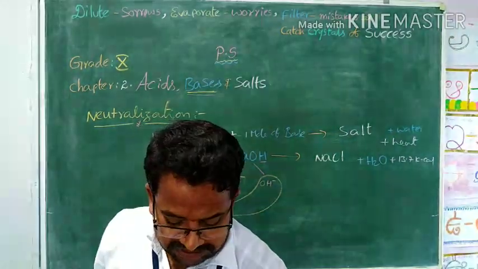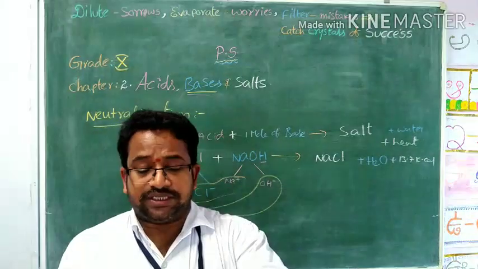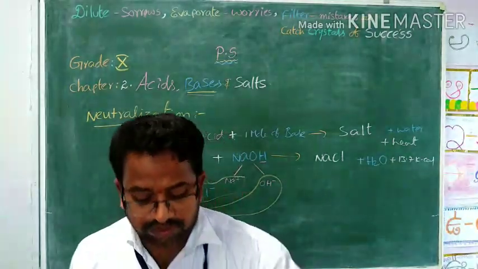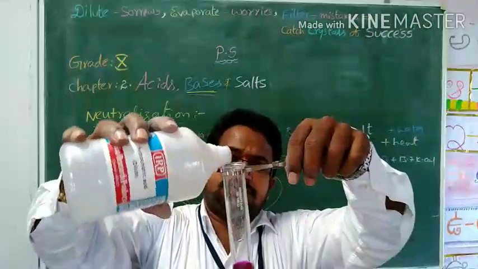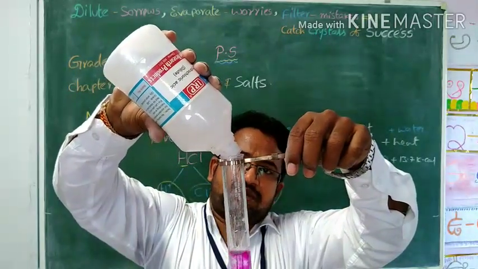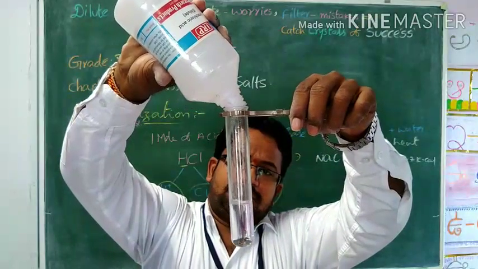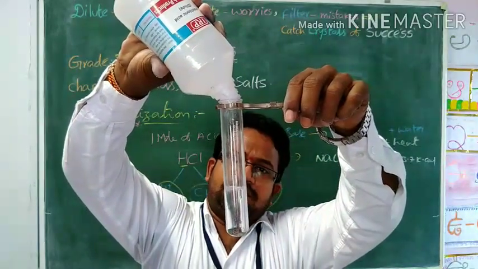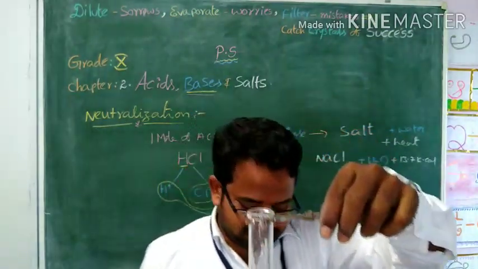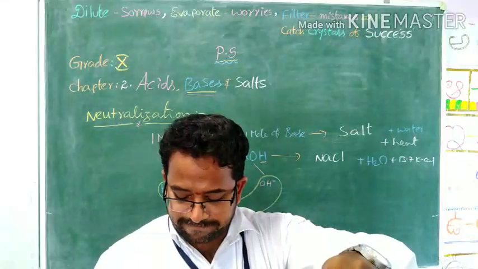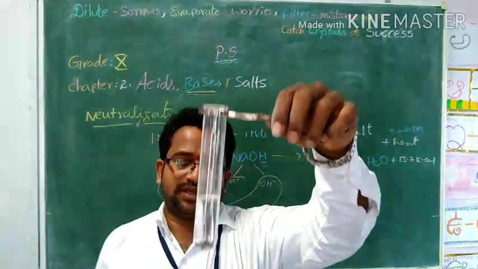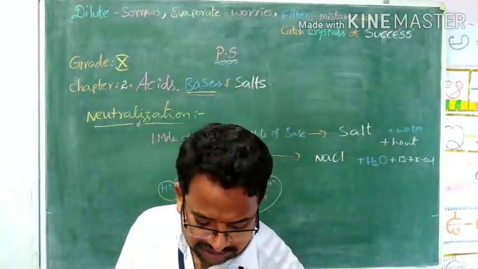Now, to that basic NaOH, I am going to add HCl, hydrochloric acid. Observe the color. What is happening to this color? See the color. Children, have you observed? Very good. It becomes colorless. Why? Yes, because it is an acid. What is the color of phenolphthalein in acidic medium? Colorless.